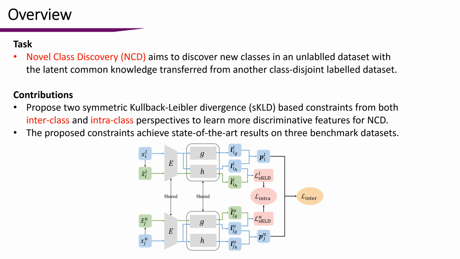We found that the existing methods do not sufficiently take advantage of the essence of NCD setting. In this paper, we propose to model both inter-class and intra-class constraints in NCD based on the symmetric Kullback-Leibler divergence. We conduct extensive experiments on the popular benchmarks and successfully demonstrate that our method can establish a new state of the art.